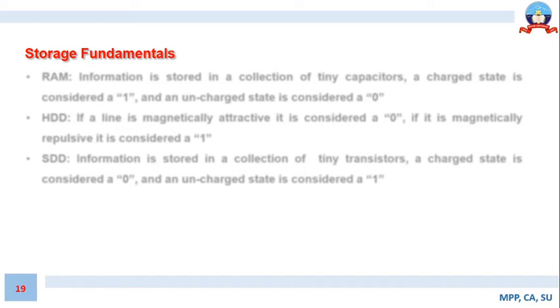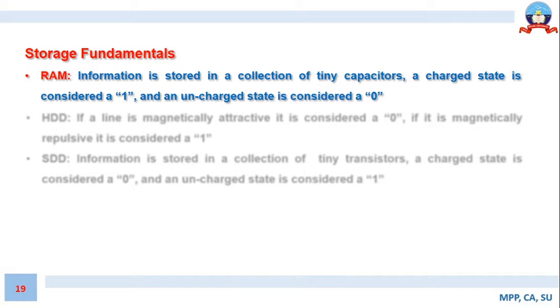In today's class, we will discuss some of the important storage fundamentals. To begin with, let us try to understand random access memory. Random access memory, which is also commonly called RAM, is a memory device where the information is stored in a collection of tiny capacitors. A charged state of the capacitor is considered to be 1 and an uncharged state of the capacitor is considered to be 0. So there are millions of capacitors which would in turn represent sequences of zeros and ones for representing programming instructions and data.